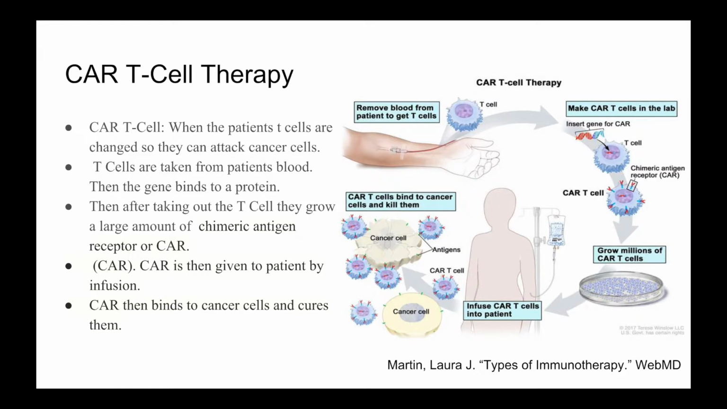Right here on the left, you can see that the patient is getting blood drawn, which is removing the T cell. And then they insert a gene, then a protein, and the gene and the protein make the T cell a CAR T cell. And they grow millions of these. And then once they grow millions of these, they infuse them back into the patient. So once injected back in, they attack the cancer cells and pretty much just kill them.